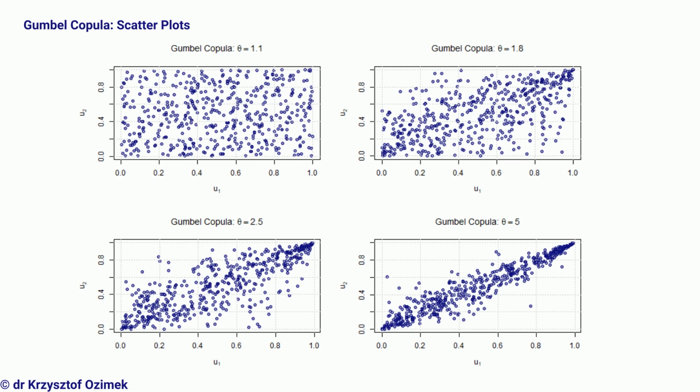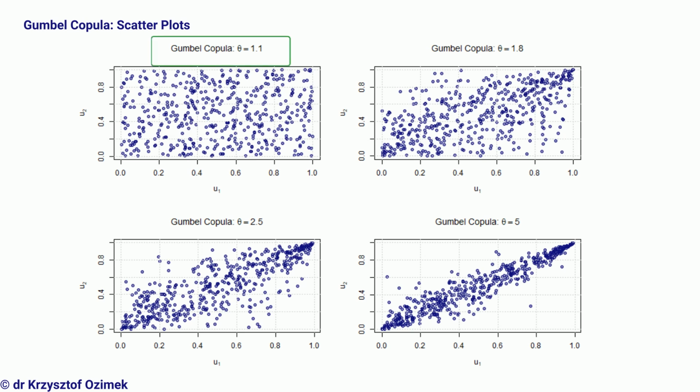This time, we will examine scatter plots for the bivariate Gumbel copula using different values of the theta parameter, starting from the smallest value of 1.1, followed by 1.8, 2.5, and finally theta equals 5. This will allow us to observe how the theta parameter helps model the dependence between the variables u1 and u2, and consequently between some real-world variables x1 and x2, which are represented by u1 and u2.